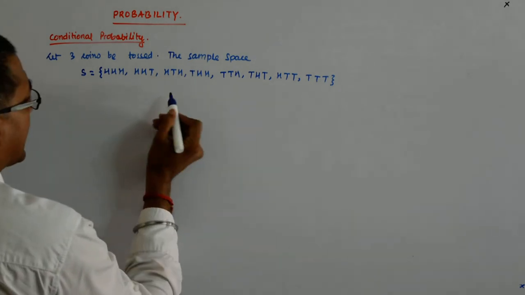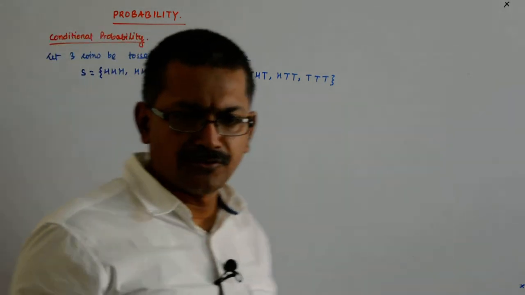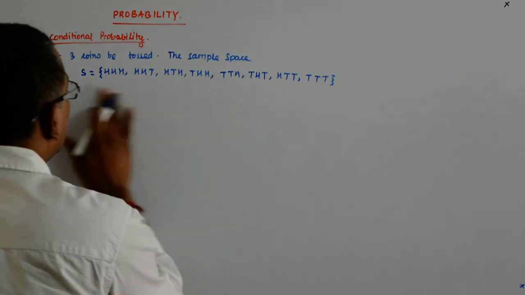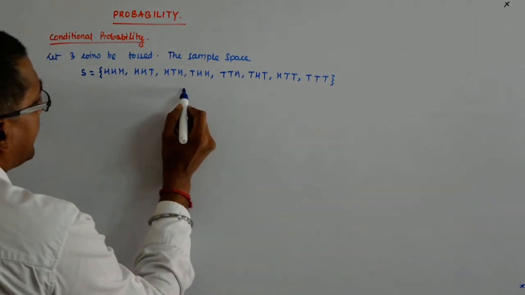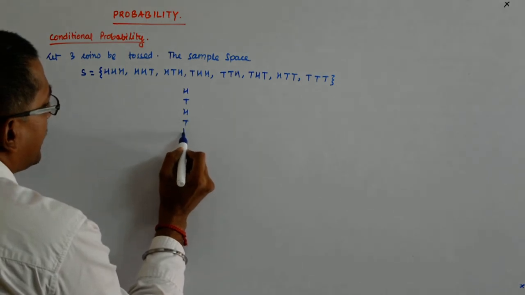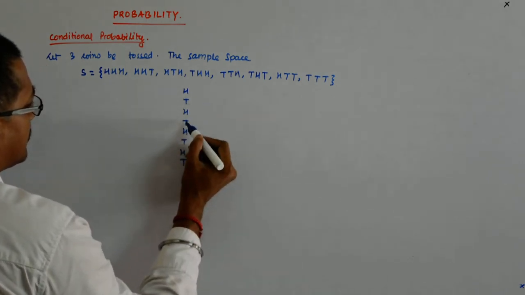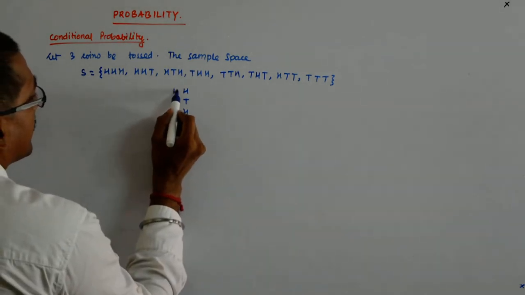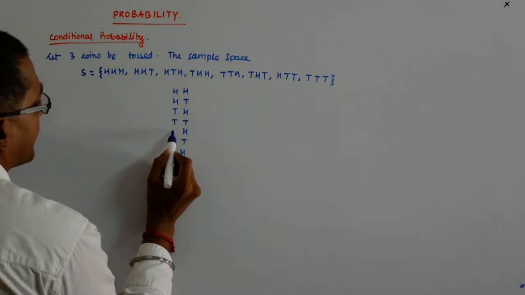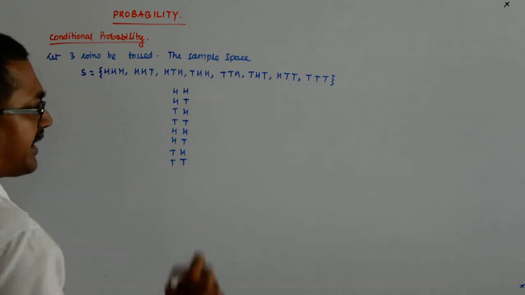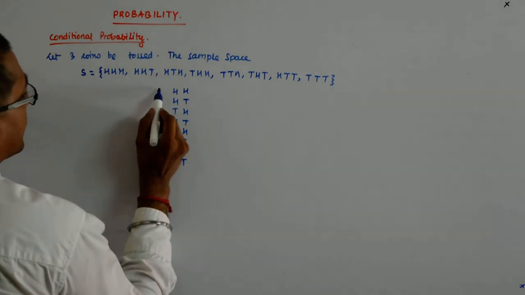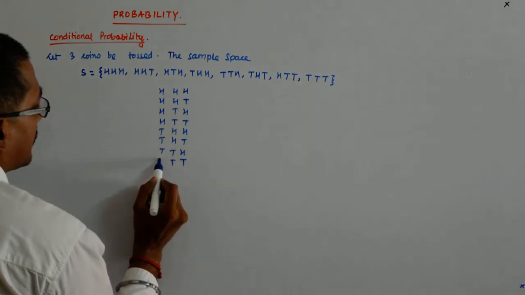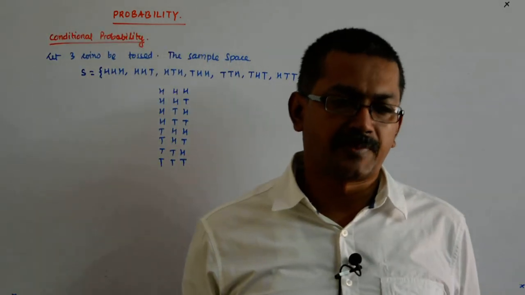How do you write it? There's a mechanism, you know. Any one of you having computers as a subject? They would have come to know what you do. You write H T H T H T H T, alternating them. Then you write H H T T H H T T, alternating after 2. Then you alternate after 4: H H H H T T T T. This is how you will get the sample space.